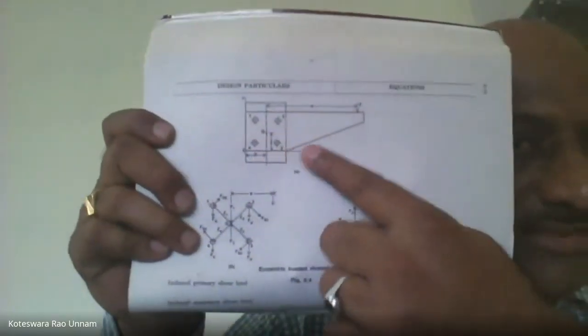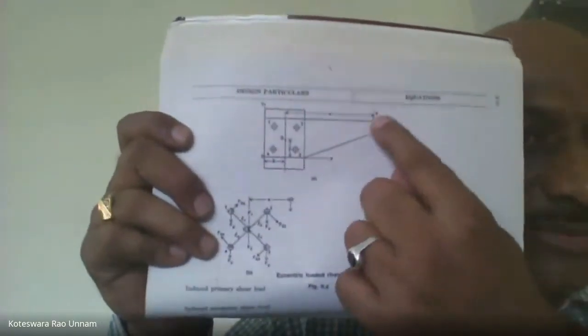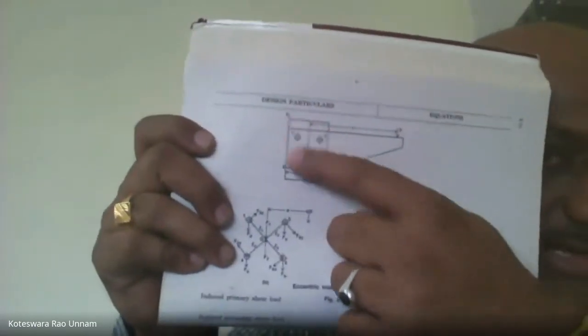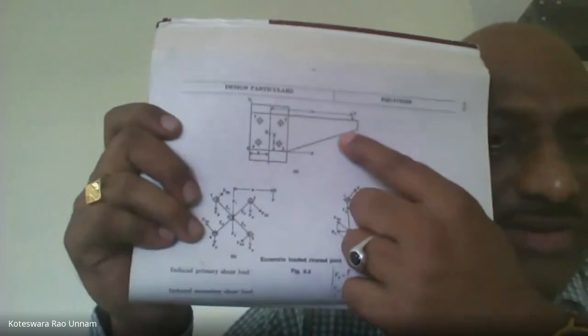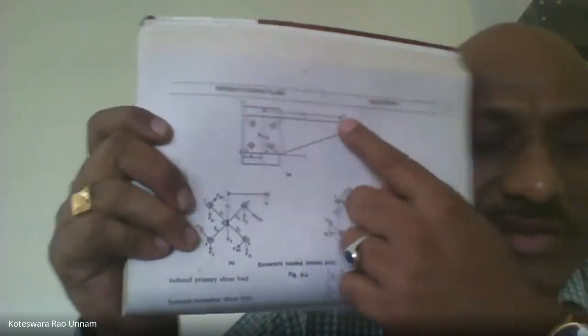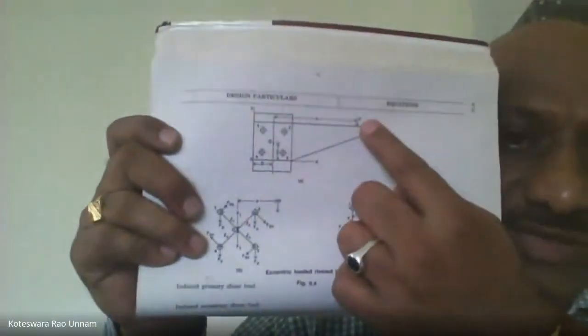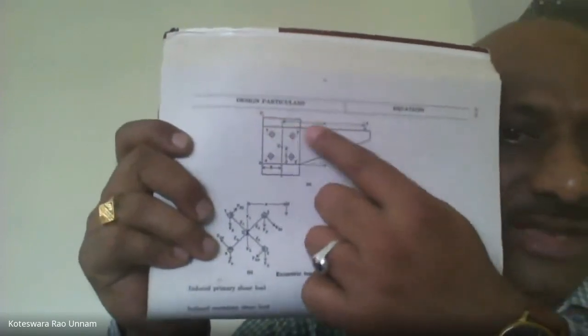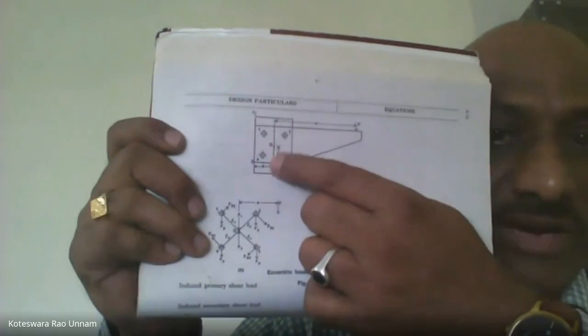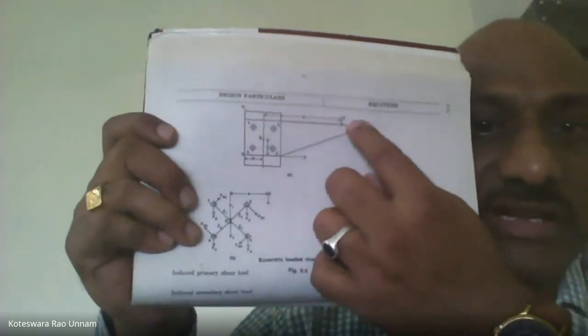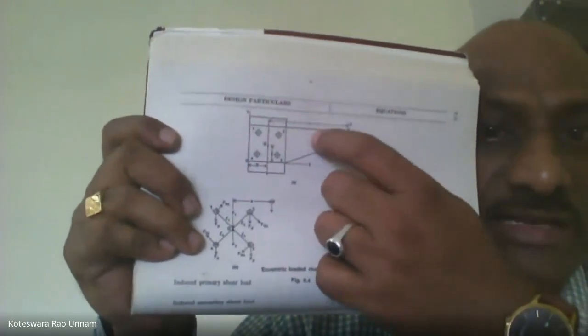So here he has given the eccentrically loaded joint. A bracket is there, and the bracket is connected to some plate through 4 rivets here. He has given the numbering for the rivets, and all the notations also here. This is the force F and this is the eccentricity. The center of gravity of the rivet system is here, and the distance from the center of gravity of the rivet system to F he has given as eccentricity e.